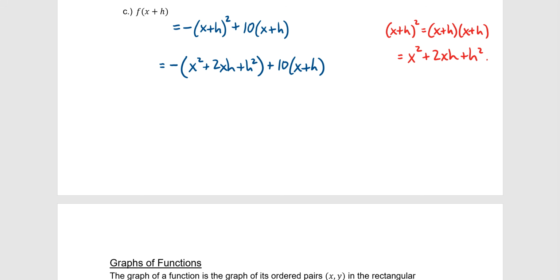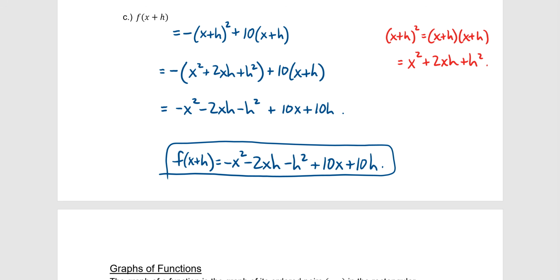Okay, so now all we have to do is distribute for both of these. So the first term becomes negative x squared minus 2xh minus h squared. The second term after we distribute that 10 is going to become plus 10x plus 10h. And then what we would want to do here is look to combine like terms. There are no like terms, so we're actually done.